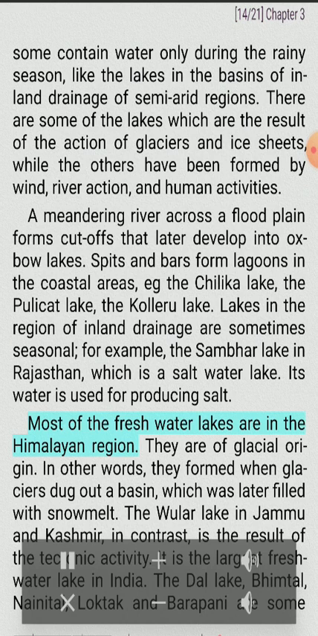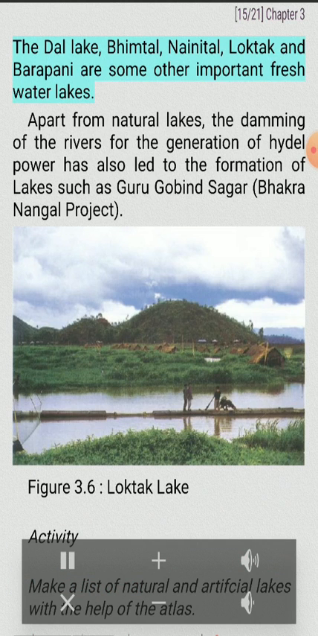Most of the fresh water lakes are in the Himalayan region. They are of glacial origin. In other words, they formed when glaciers dug out a basin, which was later filled with snowmelt. The Wular Lake in Jammu and Kashmir, in contrast, is the result of tectonic activity. It is the largest freshwater lake in India. The Dal Lake, Bhimtal, Nainital, Loktak and Barapani are some other important freshwater lakes.